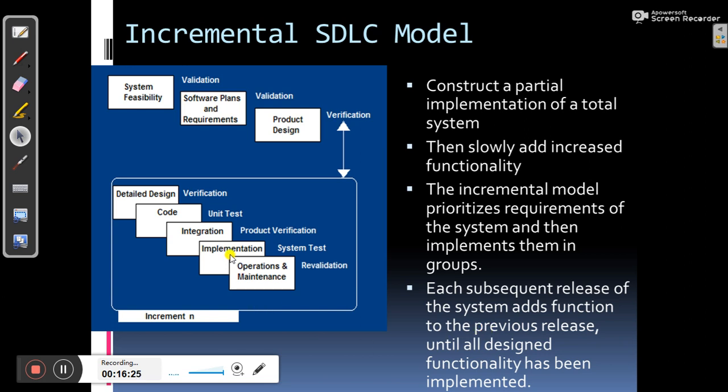So that is why this can be called an incremental SDLC model, because we incrementally update the system by starting from scratch as a partial implementation, and in that way we increment the whole system step by step, and finally complete it by releasing the significant or necessary functionality.